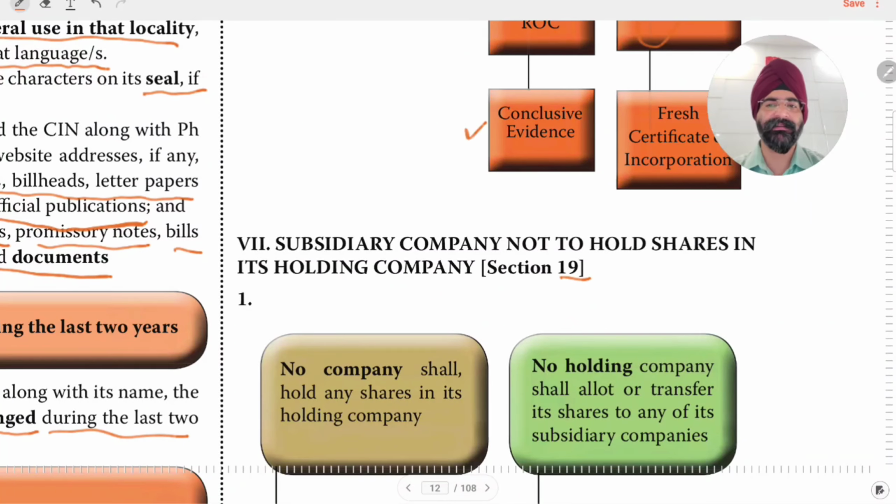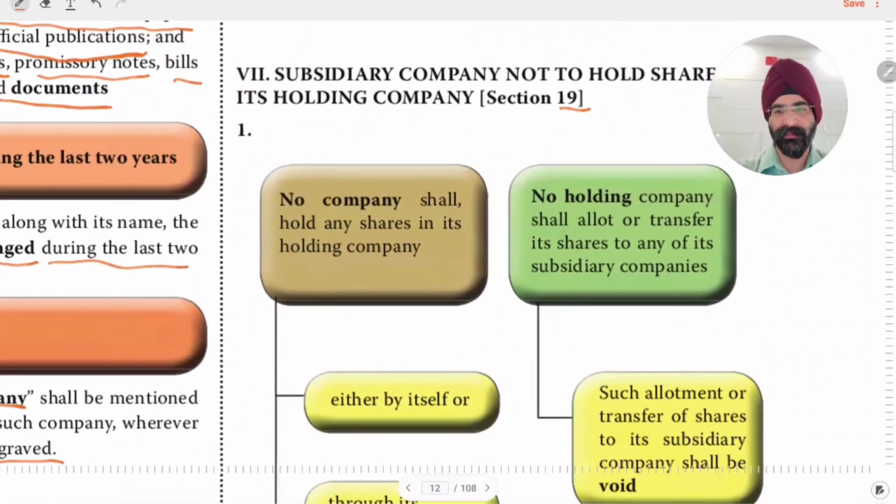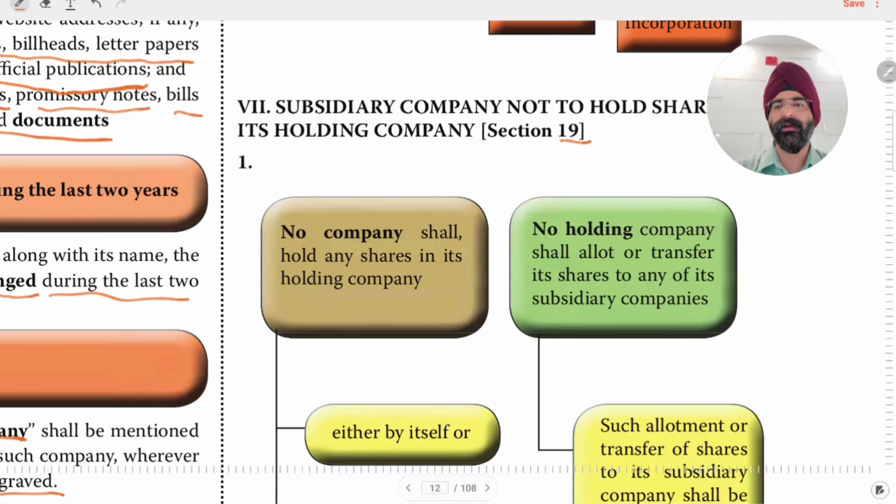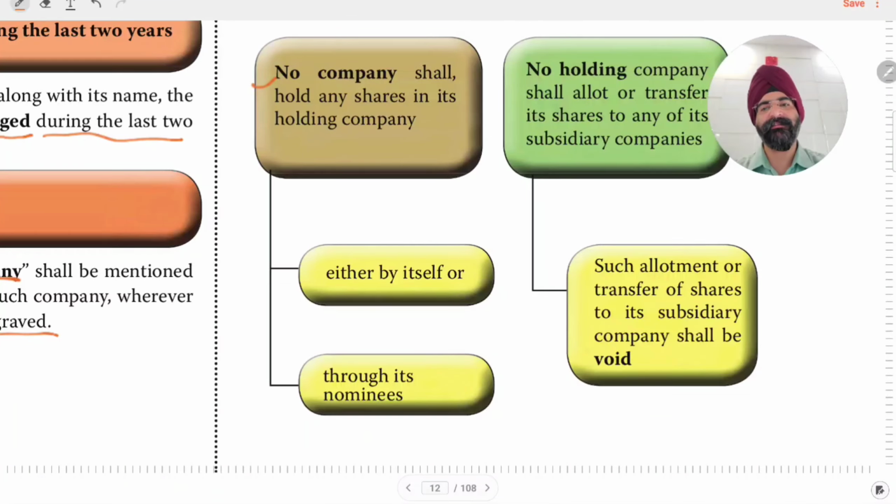Moving further, subsidiary company not to hold shares in its holding company. Section 19. Section 19(1) says that a subsidiary company shall not hold shares in its holding company. Now, no company shall hold any shares in its holding company, either by itself or through its nominee. Neither its nominee will hold shares. So at times we appoint a nominee to hold shares on behalf of some other person. So neither through nominee nor itself will it hold shares of its holding company.